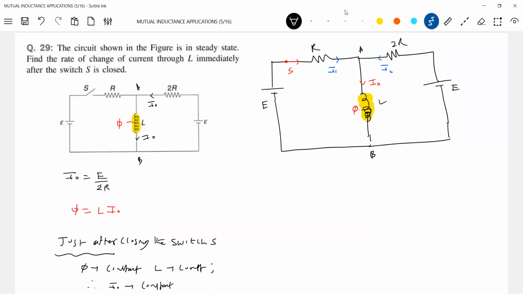The current I'm putting as I naught. I think this word constant, please don't take it another way. It doesn't mean all the time I naught will be constant. No. The moment you close the switch, current will be I naught, and the very next moment the current starts varying, and that rate of change of current is what is being asked.